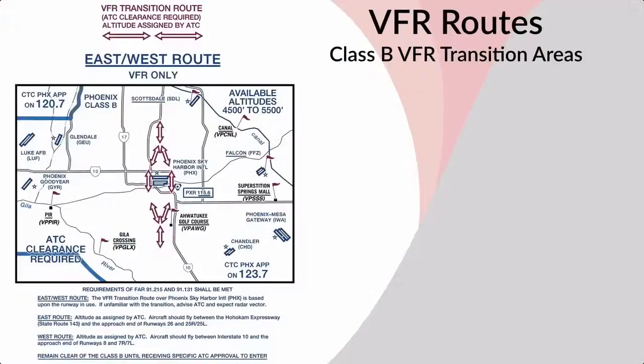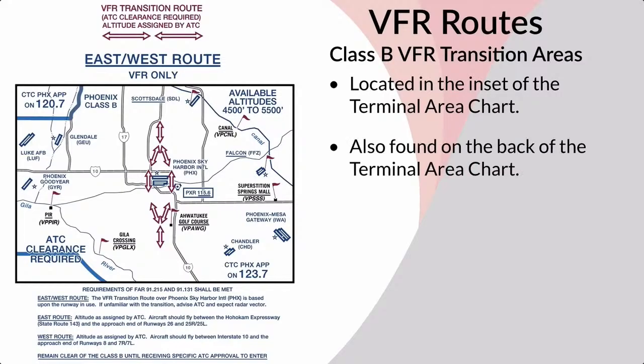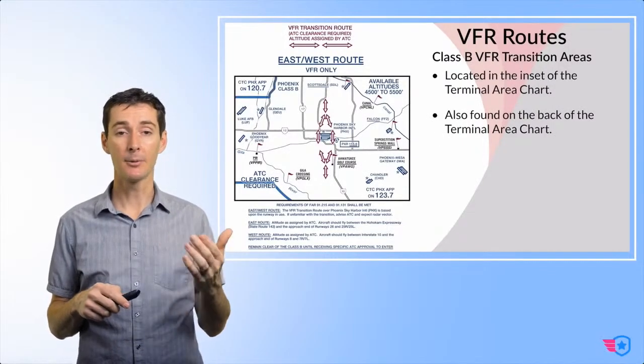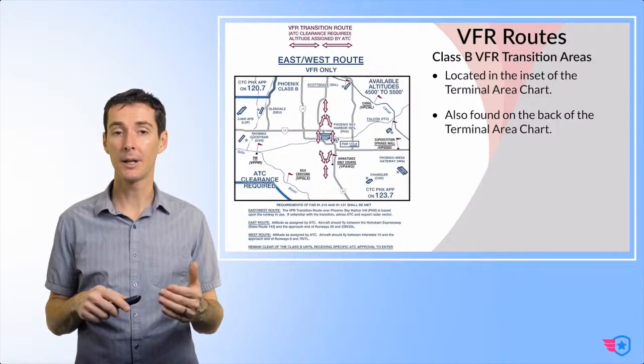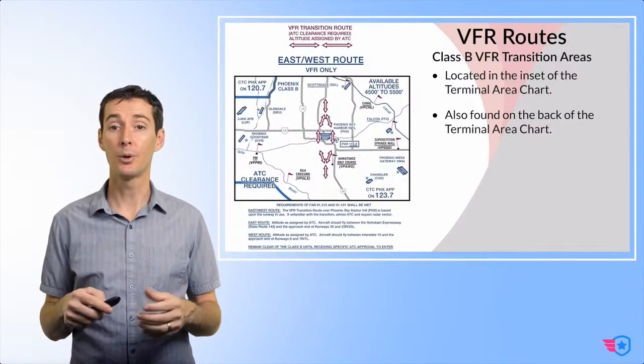The other type is called the Class B VFR transition area, and it's these arrows that you see on the side here, these purple or magenta arrows. And these are also going to be located on the terminal area chart, and you'll be able to find them. So if you fly in that area, you can read the terminal area chart using SkyVector for free. So I recommend that you go take a look at that if you're planning to fly in busy airspace. This should be part of your pre-flight briefing.